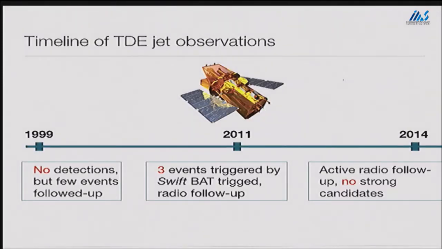Now just a quick recap of Asaf's talk, the timeline of jetted TDEs that we've seen so far. 1999, Rose had started finding tidal disruptions, and Stephanie followed up a few of them in the radio, but we had no detections. But in general, it wasn't very much on our mind. Then we've seen these 3 jetted TDEs, and they were discovered by their jet emission, not by their disk emission. And then we got really excited.